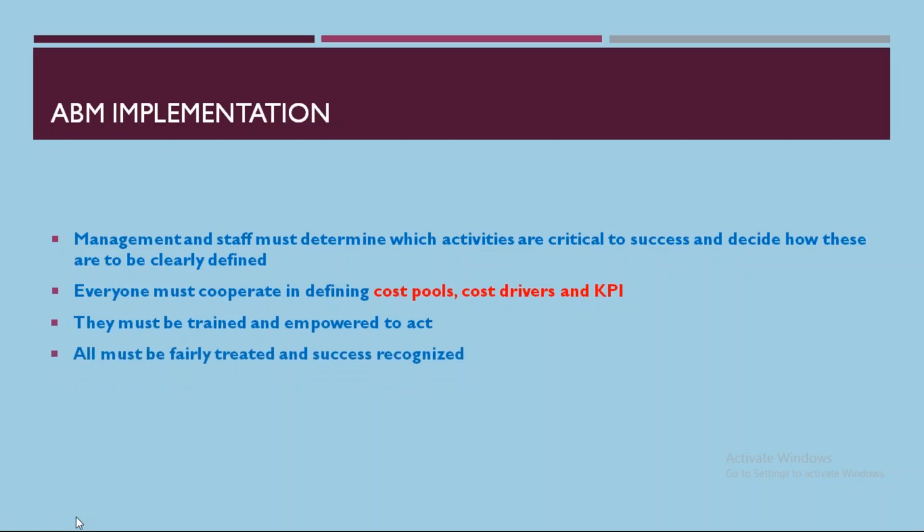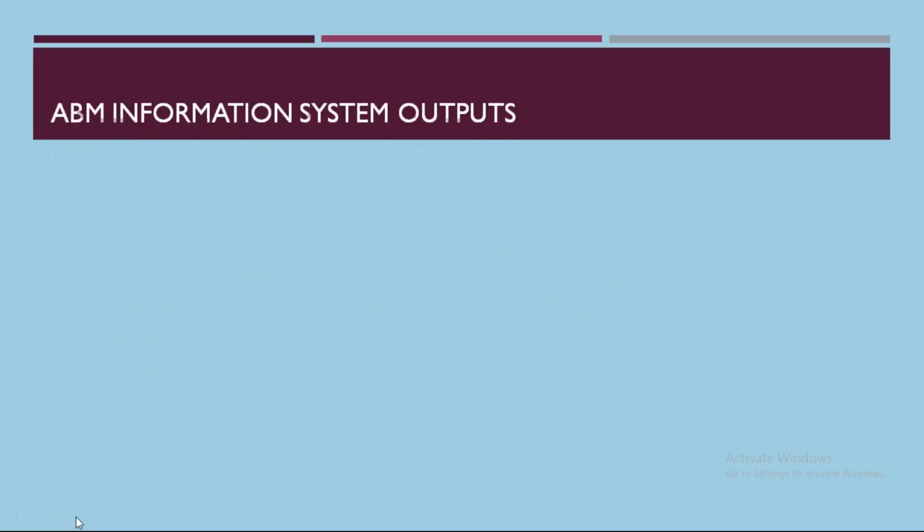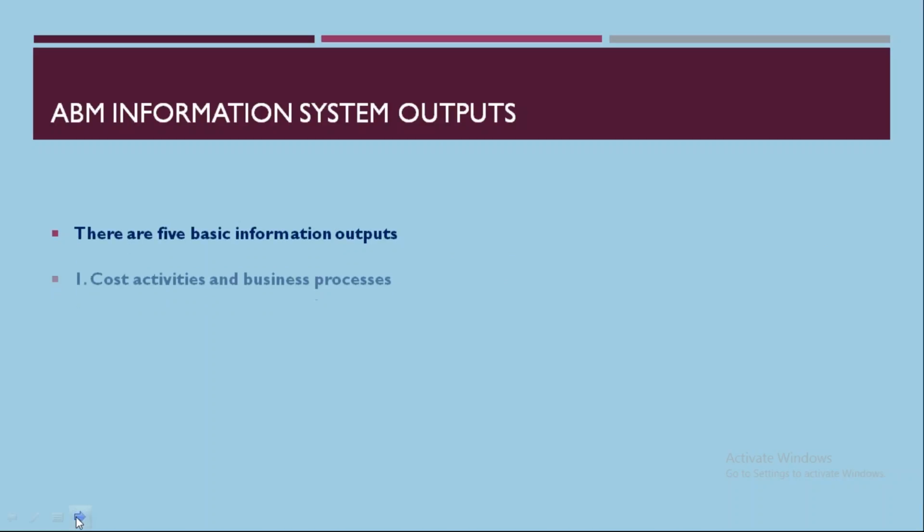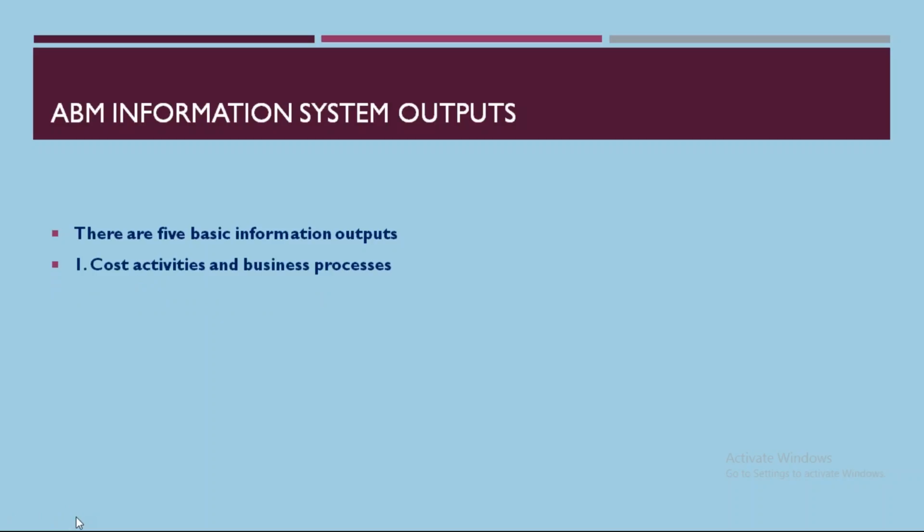All must be treated fairly, well treated, success recognized. So with the KPIs, we can identify the performance. Performance must be well recognized. So for the ABM information system to work out, what are the outputs we require? Basically, cost of activities and business processes. What are the activities? What are the processes? What are the non-value activities and what is their cost?